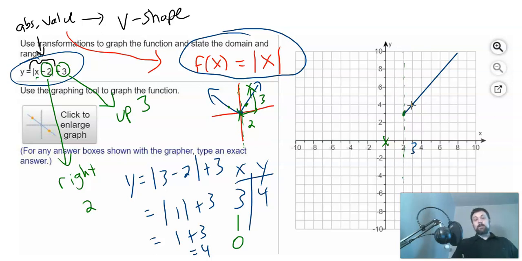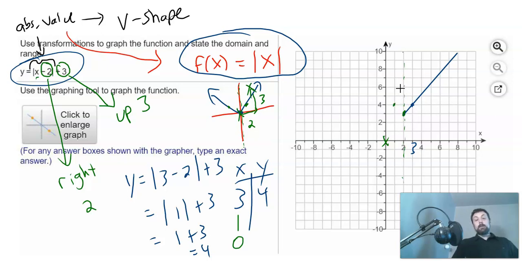This is where x is equal to 2. That's where the symmetry is for this V shape. So for every point on the right side of this vertical line, there's a mirror image point the same distance away on the other side. So this is 1 to the right of this vertical line. That means there's a mirror image point 1 to the left, which would be right here.